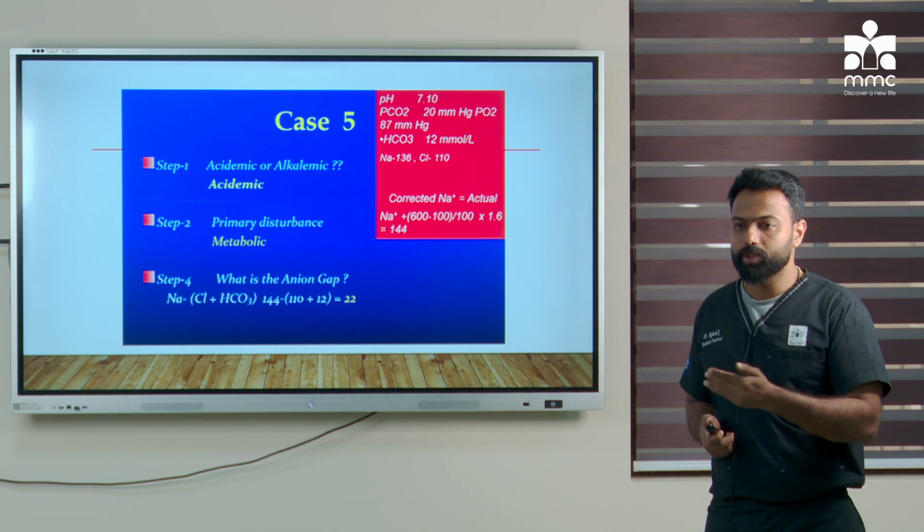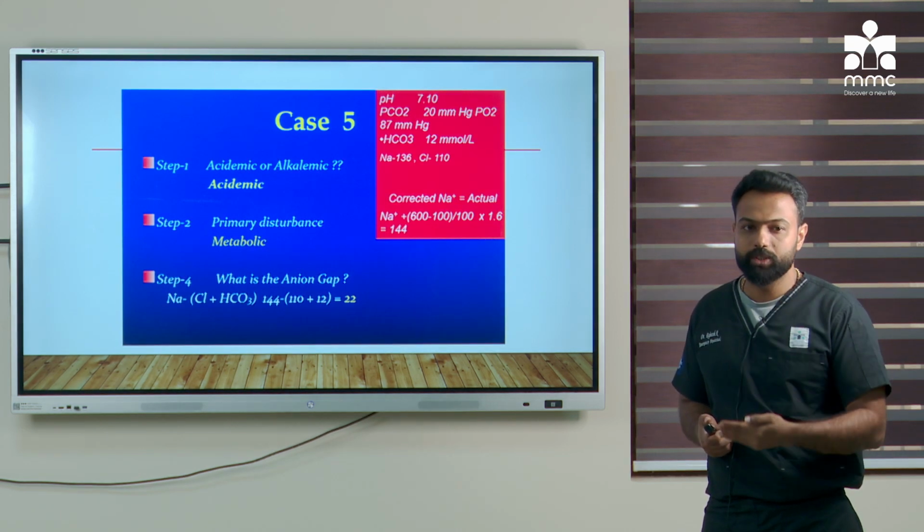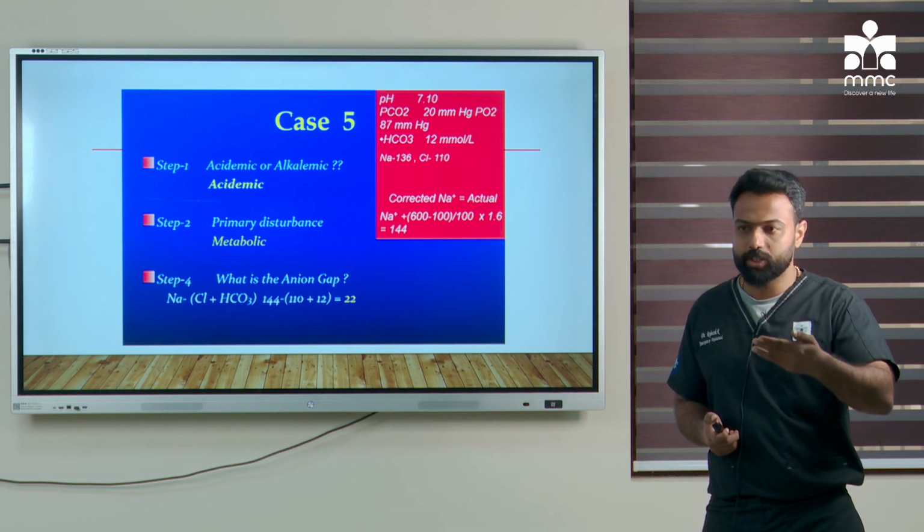This is how you approach an ABG. This is a simple method approach of ABG. There is advanced ABG interpretation also.